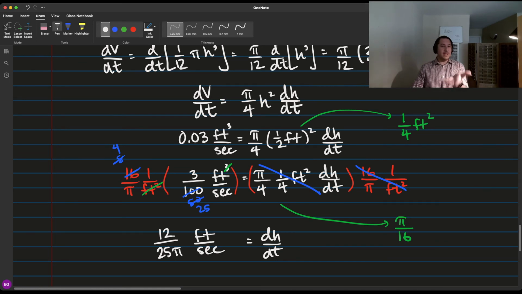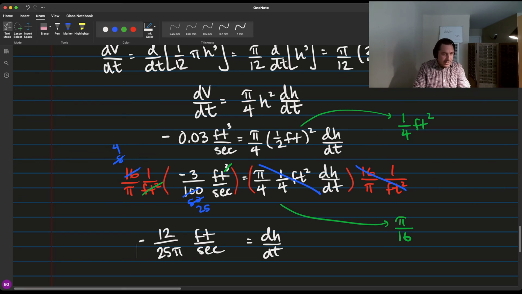So that's telling me how is my... Oh, there should be a minus here somewhere. This should be minus 0.03. So it gives me negative because we're losing water. So this is telling me that my height is decreasing by 12 over 25 pi feet per second.